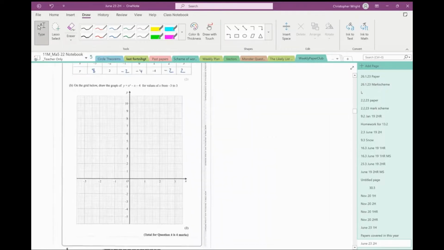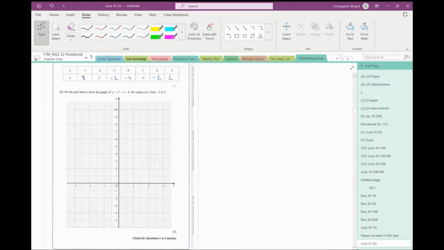Okay, now I've just got to plot these points without making a mistake. -3, 8. -2, 2. -1, -2. 0, -4. 1, -4. 2, -2. And 3, 2.